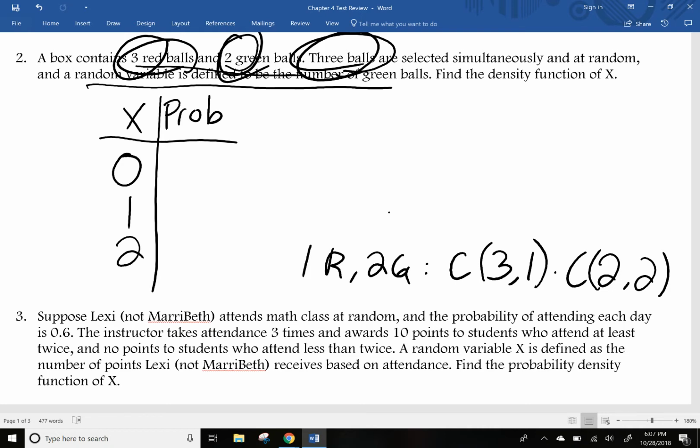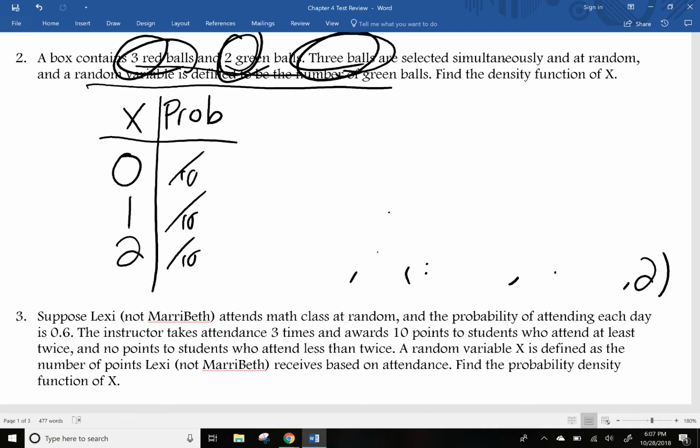So the probability would be 1 out of 10 for that, and then this would have been 6 out of 10, and this number 2 would have been 3 out of 10, which 1, 6, and 3 all add up to 10, so 10 out of 10, just to verify that we've accounted for all 10 possibilities.